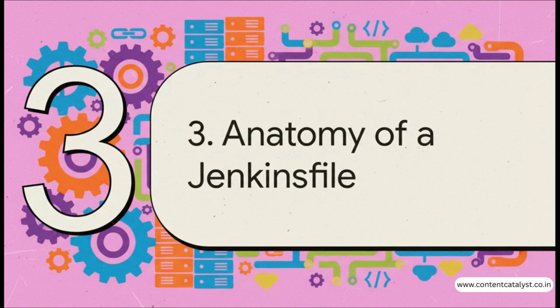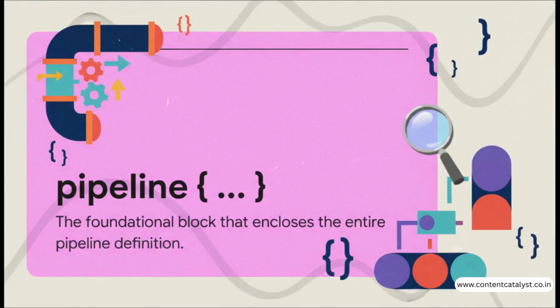All right, let's actually rip one of these things apart and see what it's made of. Let's break down what a basic declarative Jenkinsfile looks like. Once you see the structure, it all just kind of clicks. Everything, and I mean everything, starts with the pipeline block. This is the main container, the wrapper for your entire definition. It's the first thing Jenkins looks for, and it basically says, hey, everything inside these curly braces is one single workflow from beginning to end.